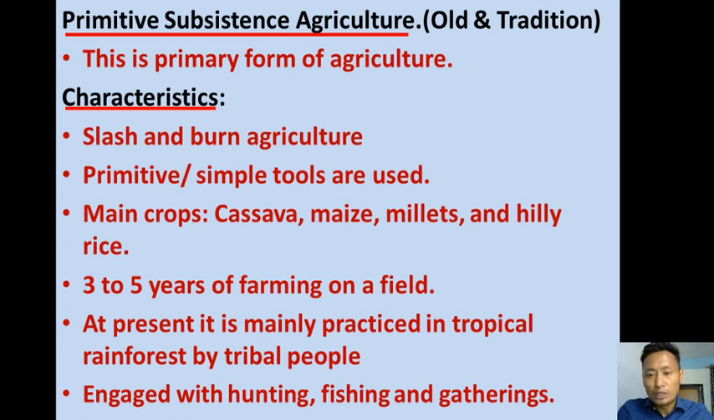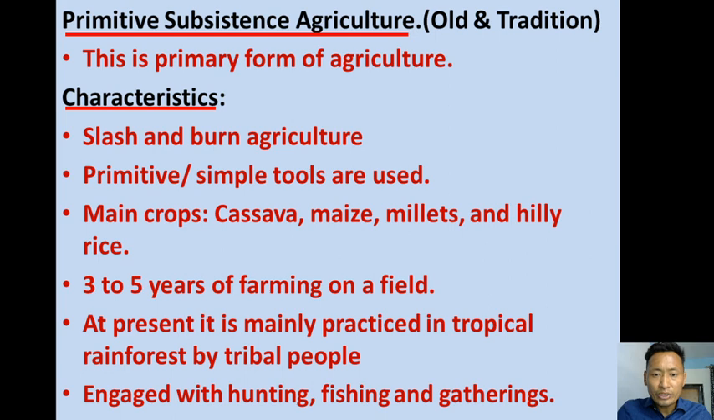So here, tropical means those countries or regions which are located between the Tropic of Cancer and the Tropic of Capricorn. These are the two latitudes, one in the northern hemisphere and one in the southern hemisphere, near the equator. The regions located between these two latitudinal zones are called tropical regions. If we talk about tropical regions, we have thick dense forests. Because of that, nowadays some people still practice this old type of agriculture, called slash and burn or shifting agriculture, mostly tribal communities.